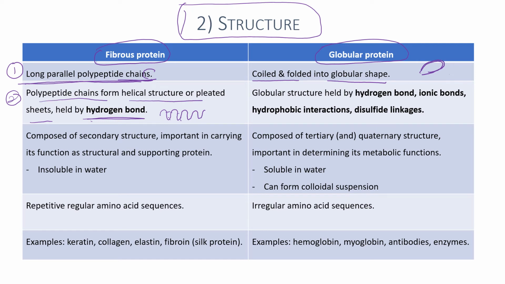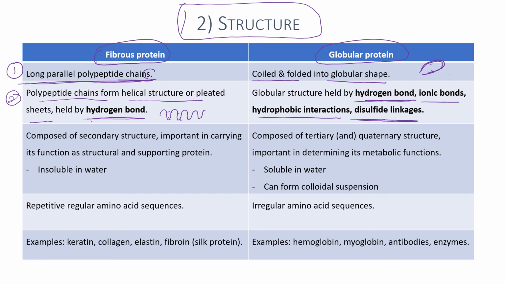As for the globular protein, the globular structure of the protein is held together by the interactions between the side chains, through the formation of hydrogen bonds, ionic bonds, hydrophobic interaction or disulfide bridge, which causes the polypeptide chain to attain a certain functional shape.